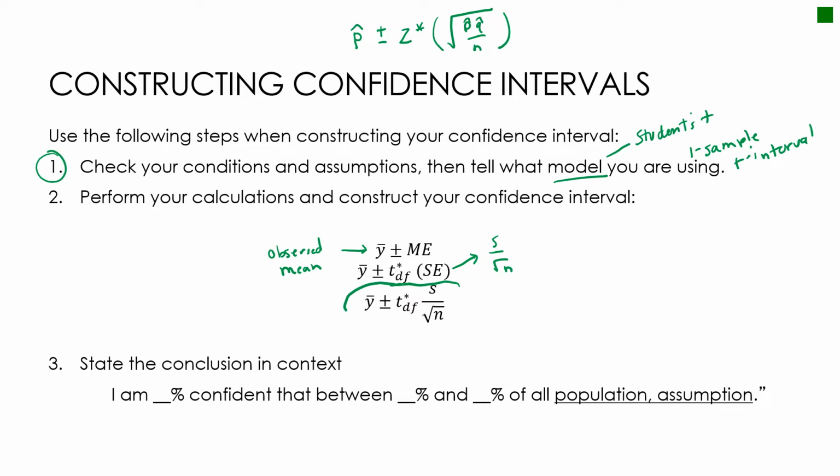So here's how I would put it all together. Y bar plus or minus T star for the correct number of degrees of freedom times the standard deviation divided by radical n. And then the conclusion is going to be exactly the same as it was last week, same ideas.